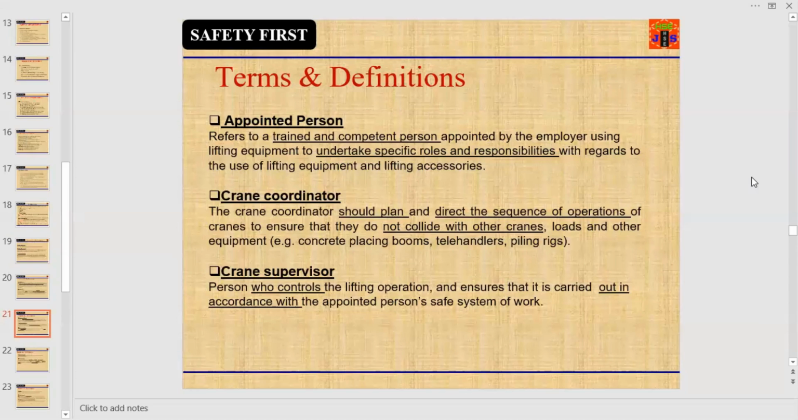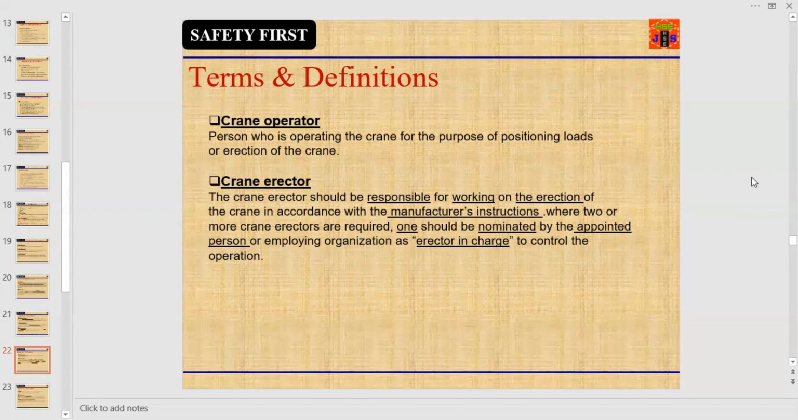What is the duty of crane supervisor? Who might be the crane supervisor? A person who controls the lifting operation and ensures that it is carried out in accordance with the appointed person's safe system of work. Dear friends and fellows, the most important person who is controlling the crane is crane operator.